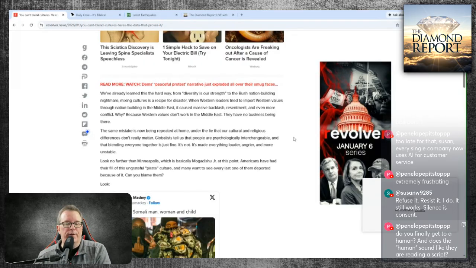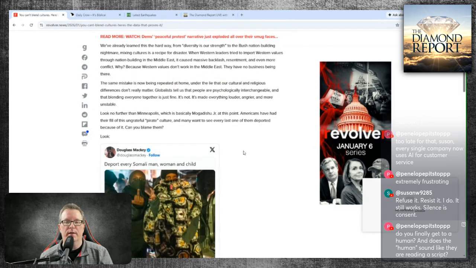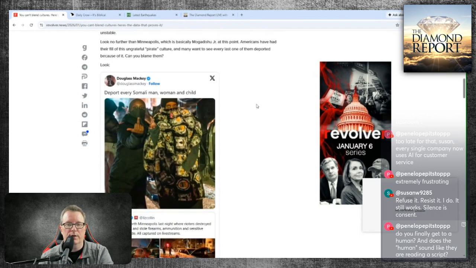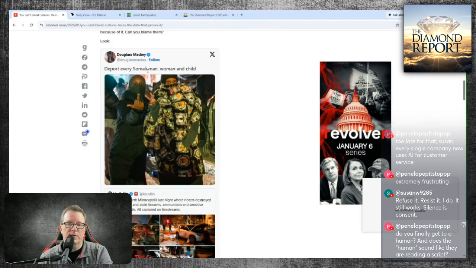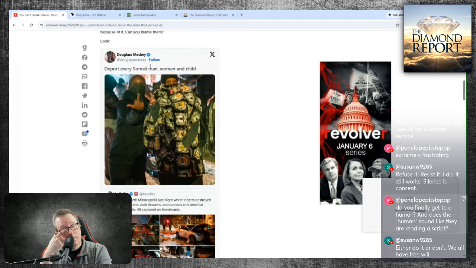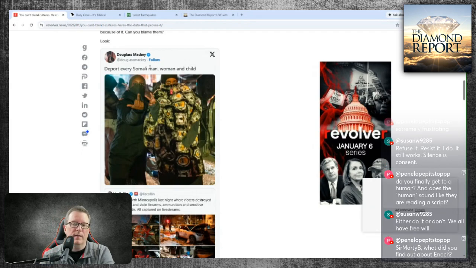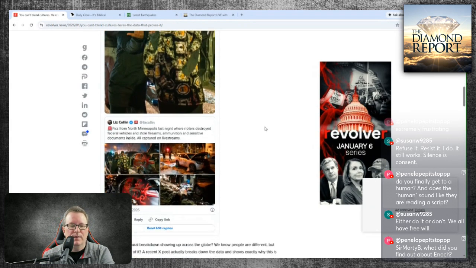It says, look no further than Minneapolis, which is basically Mogadishu Jr. at this point. Americans have had their fill of this ungrateful pirate culture, and many want to see every last one of them deported because of it. Can you blame them? Look. Deport every Somali man, woman, and child, as Douglas Mackey has posted here. You can see the woman in the frame here, flipping off the camera.